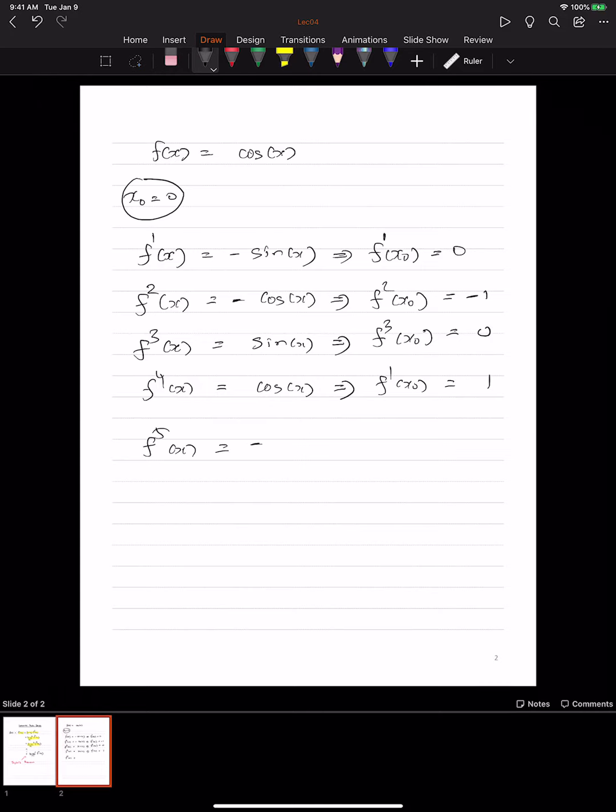The fifth derivative is minus sine x. From this, f5 of x0 is 0. So you can see f6 of x0, f7 of x0, f8 of x0 are the same values as before. It is always going to be 0, minus 1, 0, 1, 0, minus 1, 0, 1. We see a pattern. That is how it's going to repeat. So we have the values that we need.